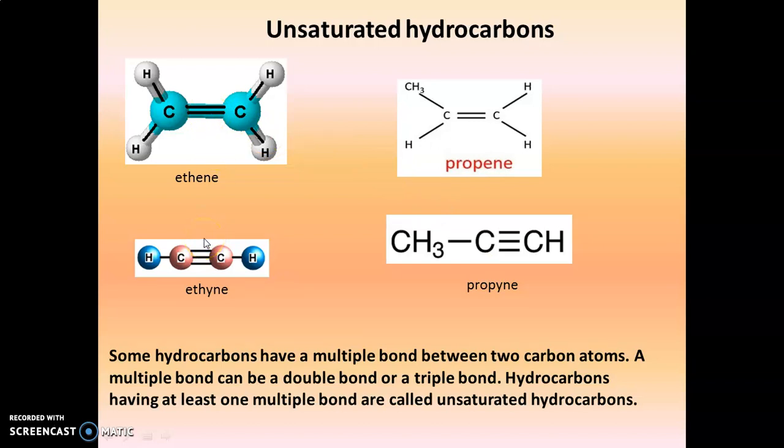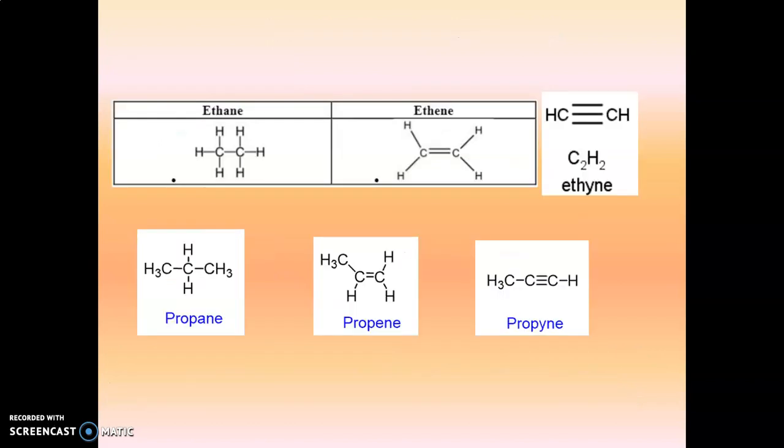So remember, saturated hydrocarbons have a single bond and unsaturated hydrocarbons have either a double bond or a triple bond. Now, these saturated and unsaturated hydrocarbons are the basic compounds, or these are the parts. What I want to explain here is, this is ethane, that is C2H6. Now what happens here if I remove these two hydrogens, then what will happen?